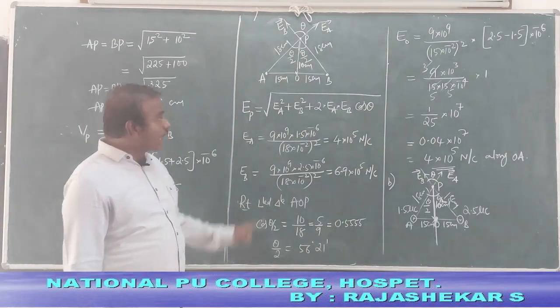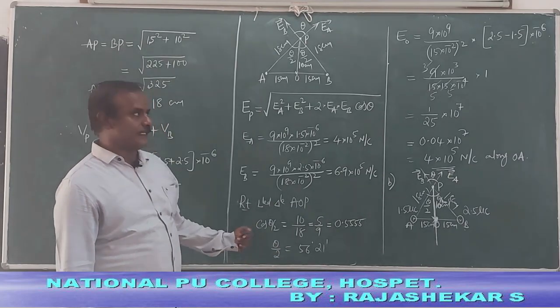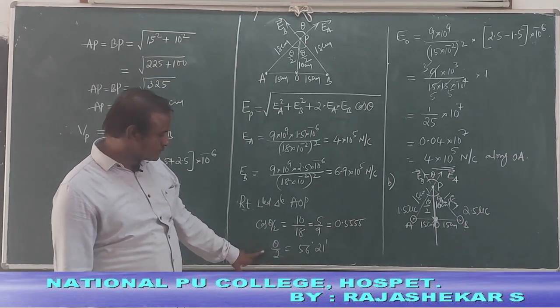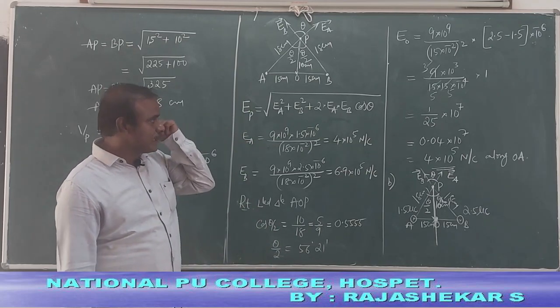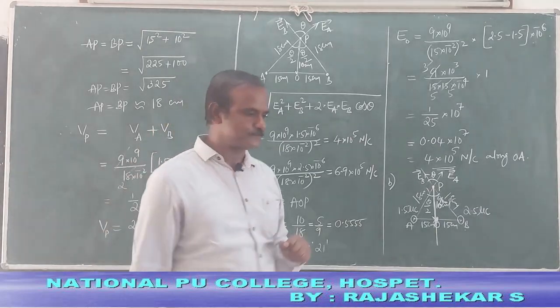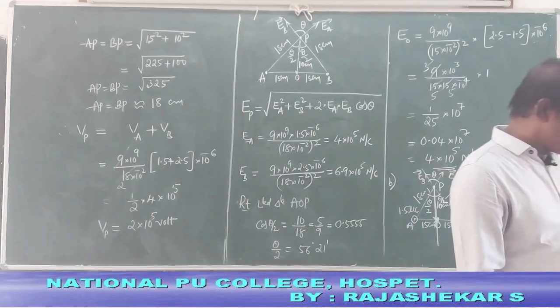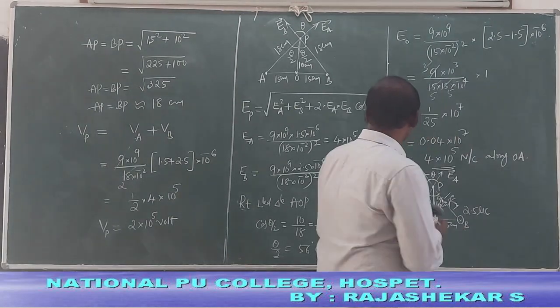This is half of the angle between EA and EB. Now multiply by 2, you will get theta. Once you get theta, again cos theta I have to go for. And that cos theta you have to substitute here. (Kannada) These are the steps, see. These are the steps. If I tell you what to do next, you can look.